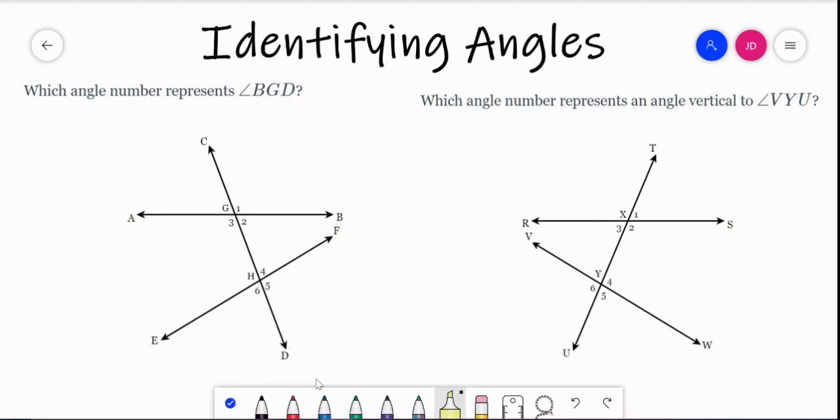So what I'm going to do is trace B, G, D, or BGD. That's basically describing this angle right in here. All right, so it looks like the angle number associated with BGD is angle 2.